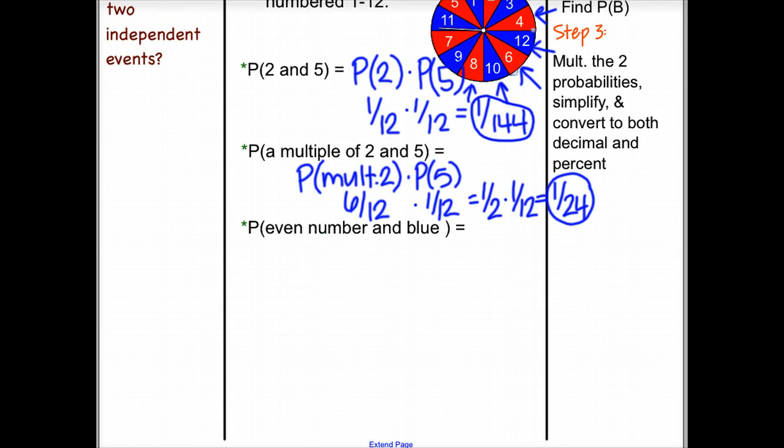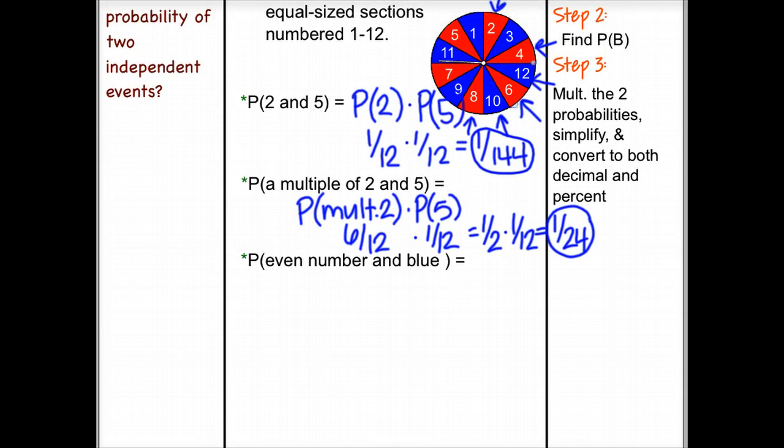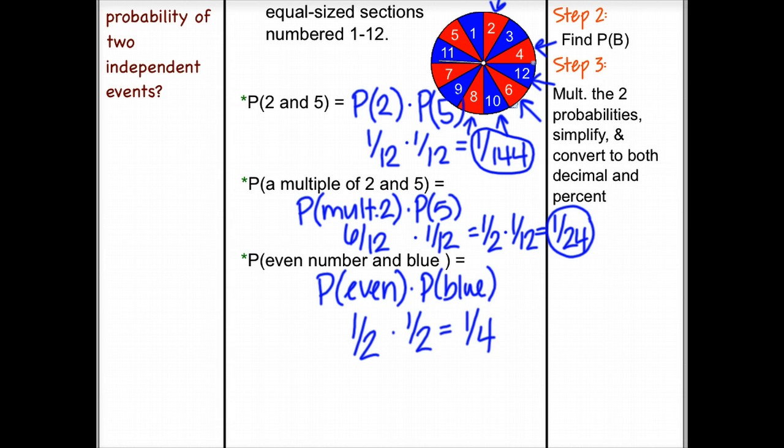The next one, probability of an even number and a blue. So I look here, probability of an even times the probability of blue. Probability of an even number, we have 2, 4, 6, 8, 10, 12. That is 6 of them, so 1/2 of them are even. Probability of a blue, I also have 1/2 that are blue, because there's 6 out of 12. 1/2 times 1/2 is 1/4. This one's an easy one to do, so we're going to do 0.25, and that's equal to 25%.